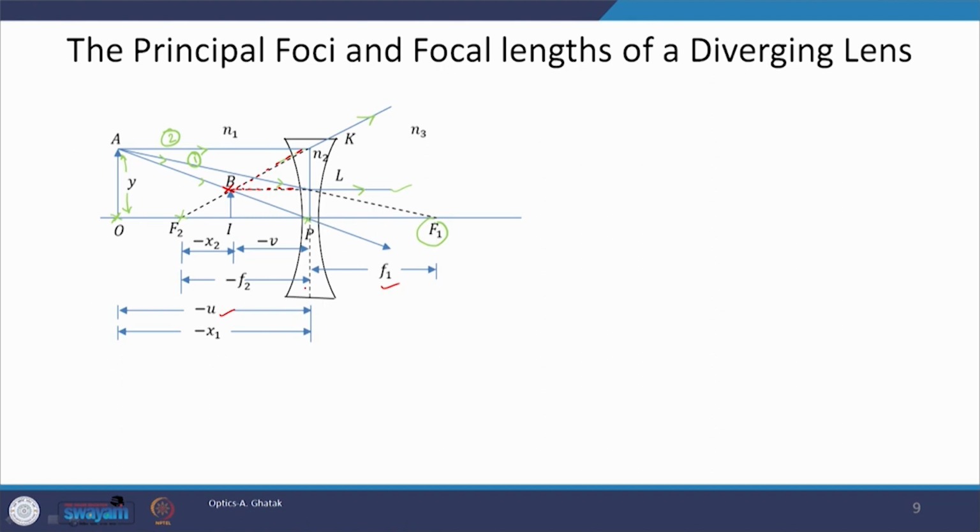This is how the focal length and the first and second principal foci are defined for both converging and diverging lenses, and this is how image formations are done. We usually take three rays. The first goes through, or appears to go through, the first focal point. The second ray, which is parallel to the lens axis, either goes to the second focal point or appears to emerge out of the second focal point. And the third ray passes undeviated through the center of the lens.